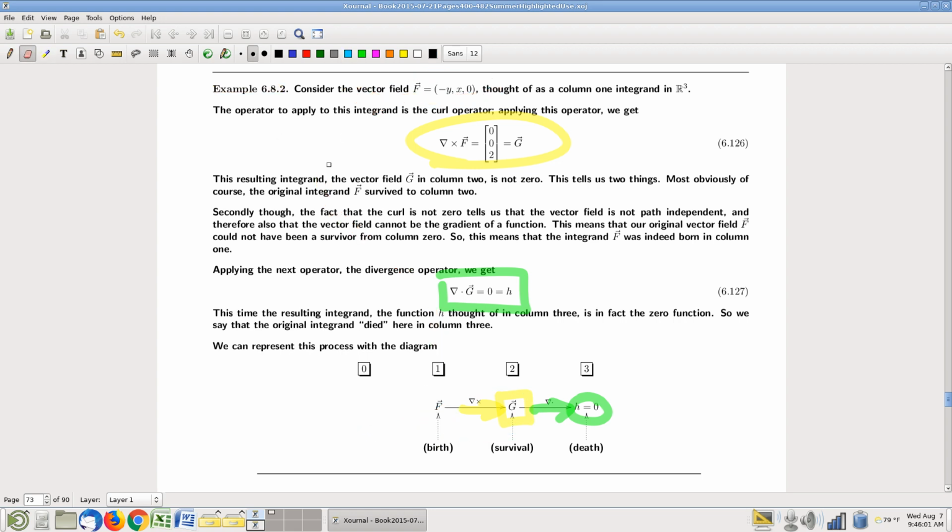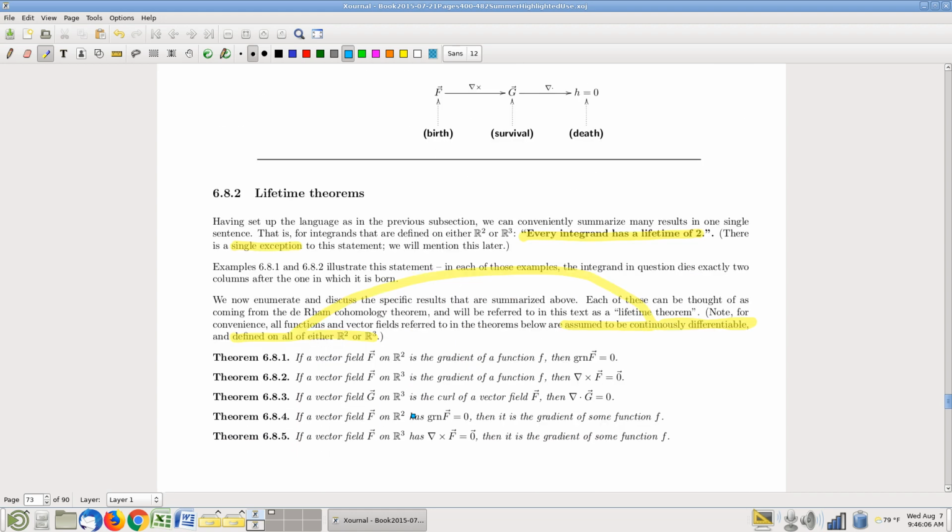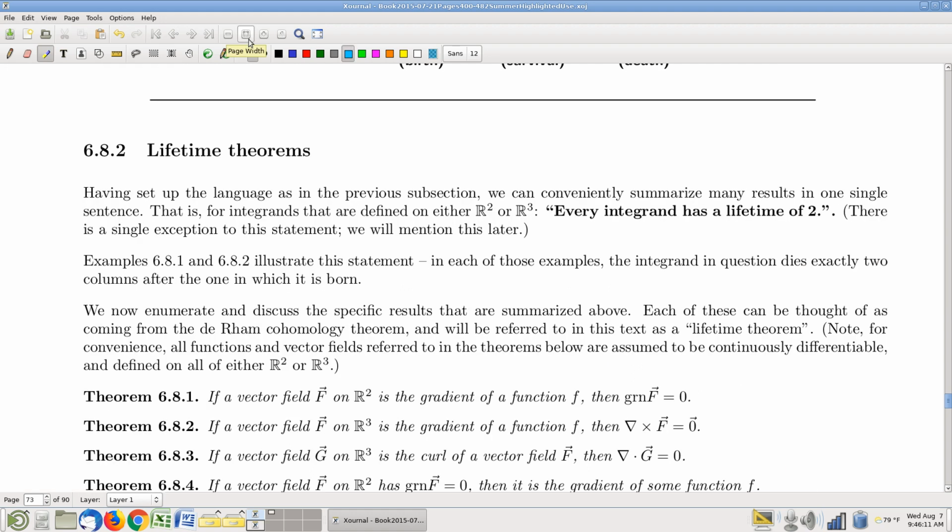All right. So with this metaphor constructed, let me show you why I like the metaphor. There's a really nice little summary of a large number of theorems that all get compactified into a single statement in the context of this metaphor. And the statement is, every integrand has a lifetime of 2. 2 is a magic number. Everything has a lifetime of 2. Asterisk. There is a single exception. I'll talk about that in a couple minutes. It's a kind of trivial little exception. Trivial and obvious, and it's just a formality that has to get said. But other than the single exception, every integrand has a lifetime of 2.